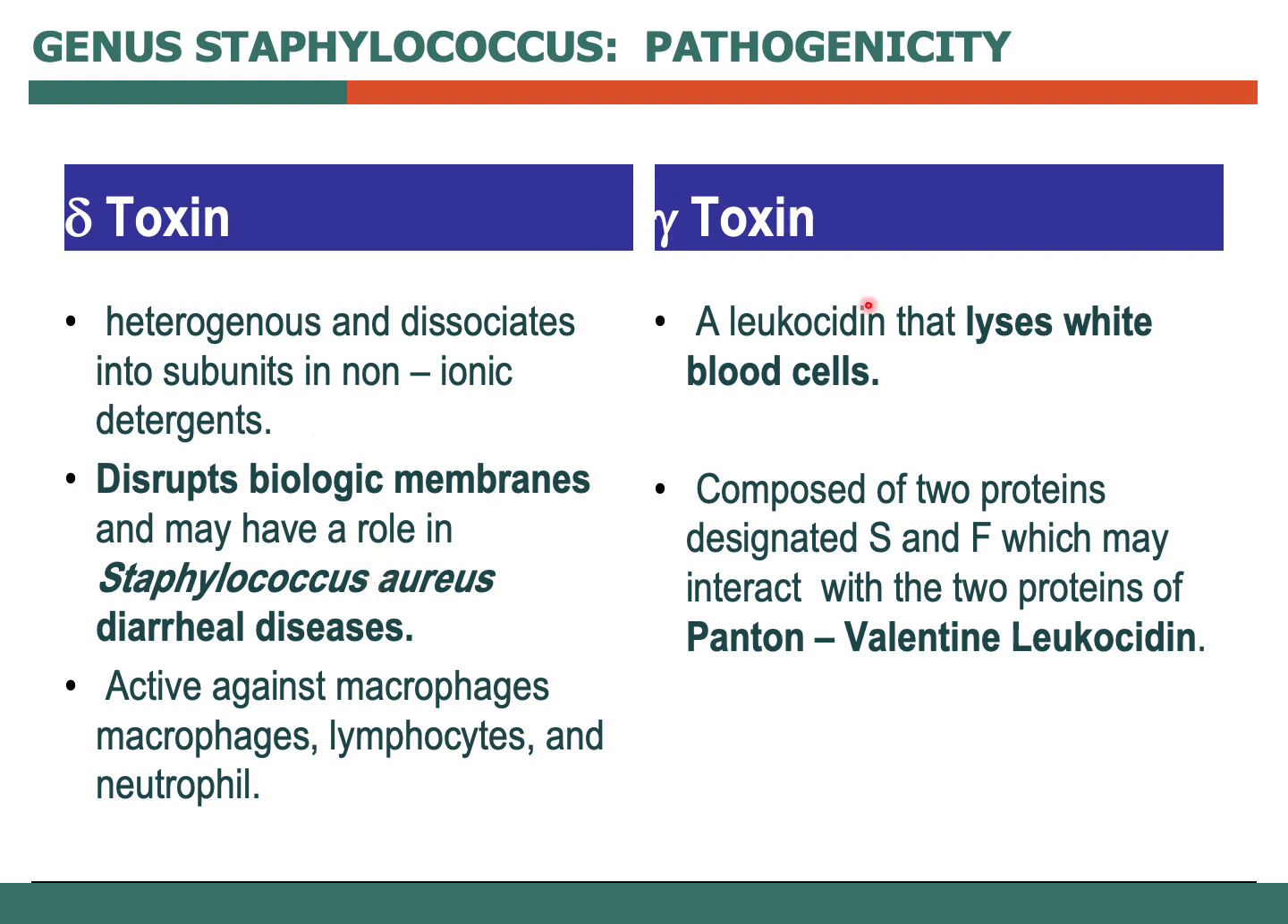While your gamma toxin is produced by all strains of Staphylococcus aureus and may actually function in association with your PVL, or your Panton-Valentine leukocidin. So, your gamma toxin is a leukocidin. From the word leuko, meaning WBCs, it lyses white blood cells. Okay, and it goes with your Panton-Valentine leukocidin proteins.